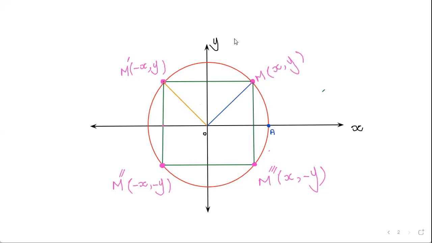Now, look at this one. If I know this angle, let me color code everything. If I know this angle, the blue one, is alpha, what is this angle? Because we are working with radians, we call that pi minus alpha.